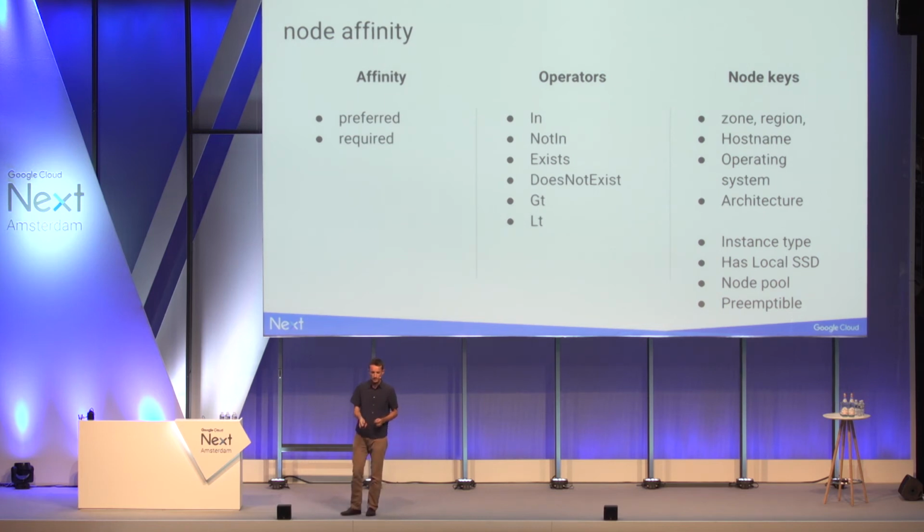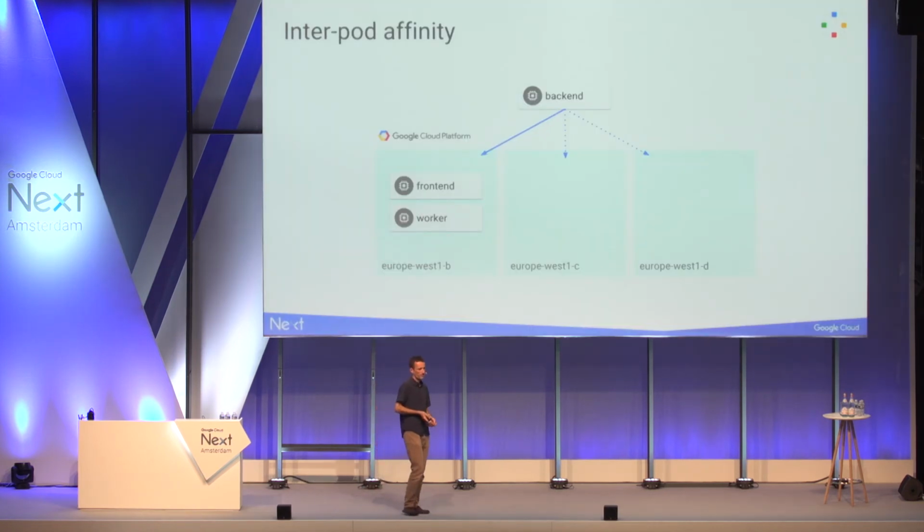And some standard keys. So we have failure domains, zone and region, host name, and you can have custom things, also preemptibles, SSDs, that sort of thing. So that gives us some control there. But there are other use cases that maybe node affinity doesn't help you with so well.